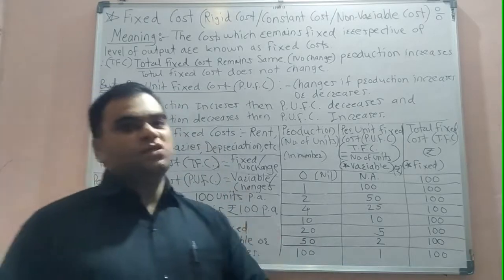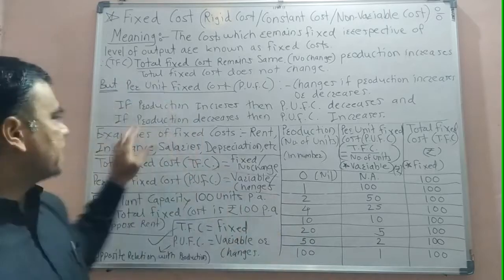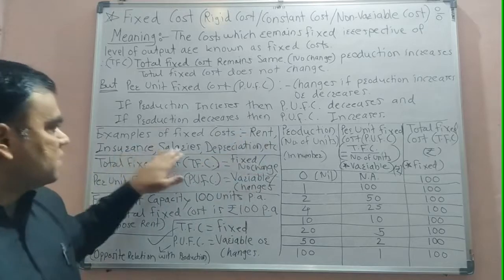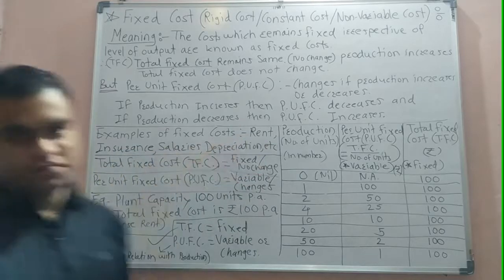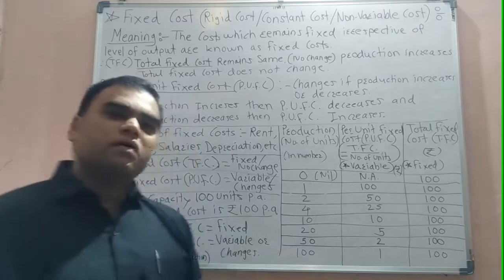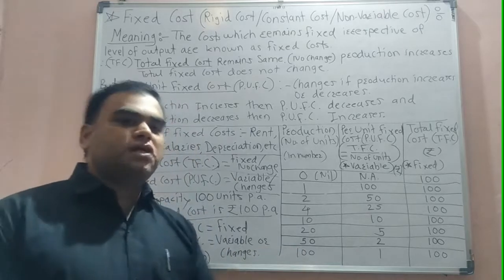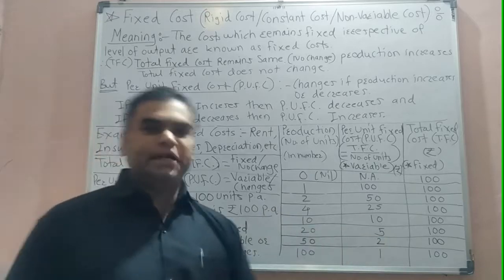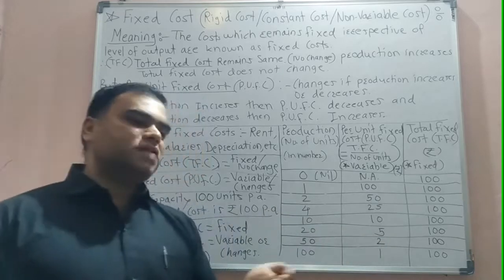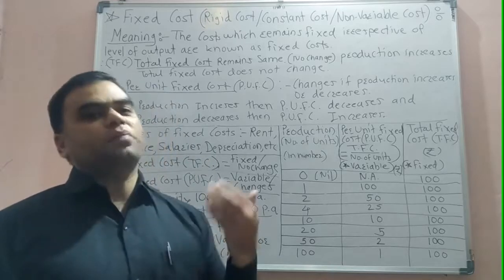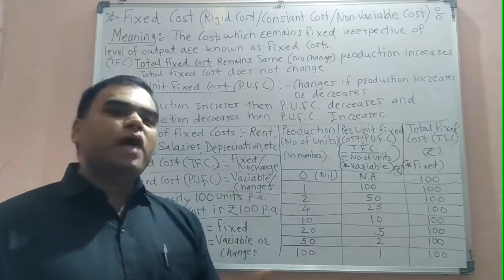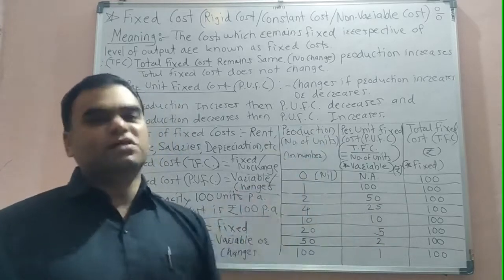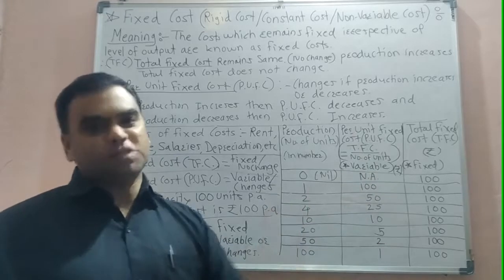So what are the examples of fixed cost? Examples of fixed cost: rent, insurance, salaries, depreciation. Rent, whether you manufacture or not, you have to pay the rent. Suppose you have taken a plant on rental basis, whether you manufacture 0 units or up to the highest capacity, you will have to pay the same rent amount. Rent amount will not increase or decrease if you increase or decrease the production.